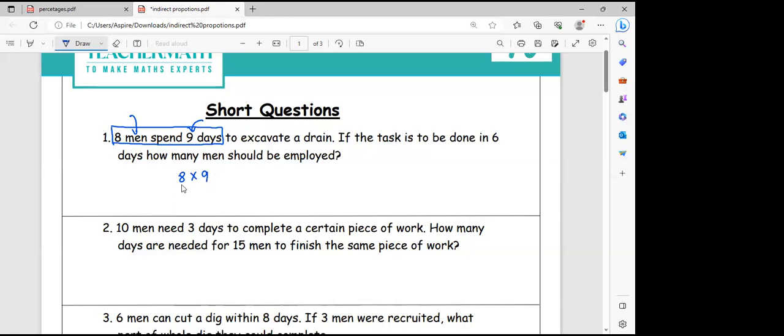This amount of the work is done by a particular number of men. If I take it as x within 6 days. Okay, the magnitude of the work does not change according to the number of men and the days. Okay, because you have to balance it.